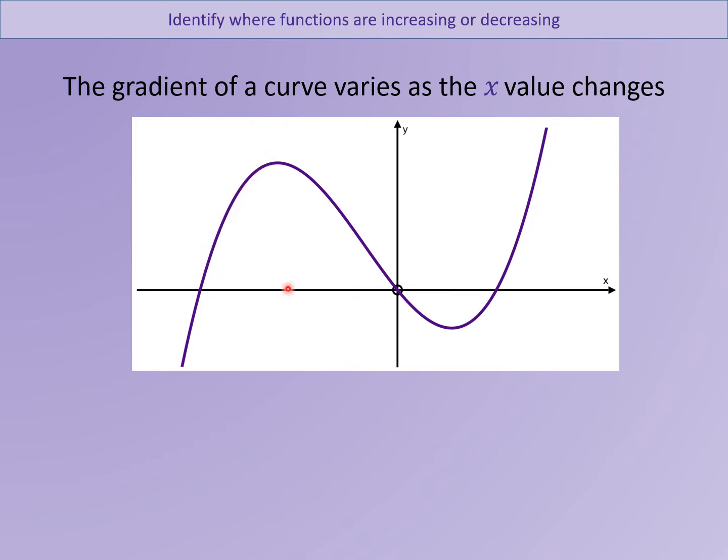Whereas an x value here, which is a maximum point, has no gradient. Here, at this point, we can see that the gradient is going down, and so on. So at any of our x values, the gradient changes.